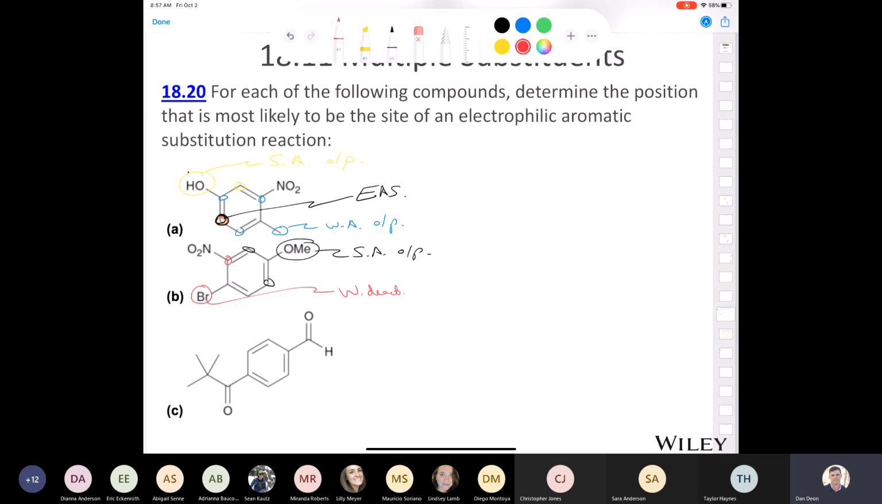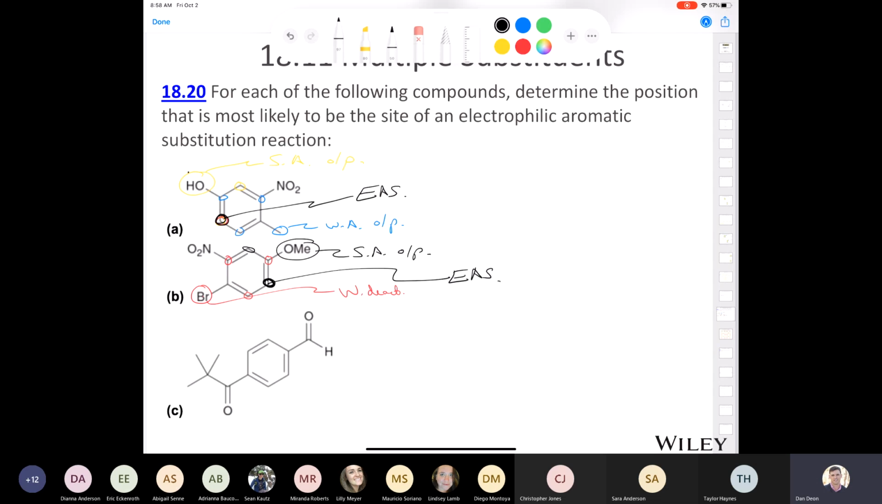This ortho position is blocked. This para position is blocked. This ortho position is open. But again, the methoxy is so much stronger of an activator, and we're not even going to worry about the nitro because that's a deactivator. So we'll just take this and say this is going to be the site of our electrophilic aromatic substitution.